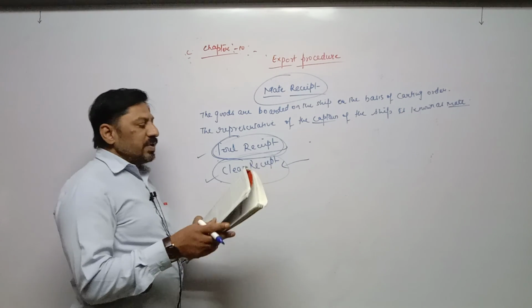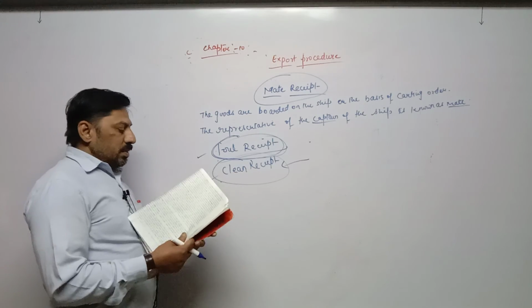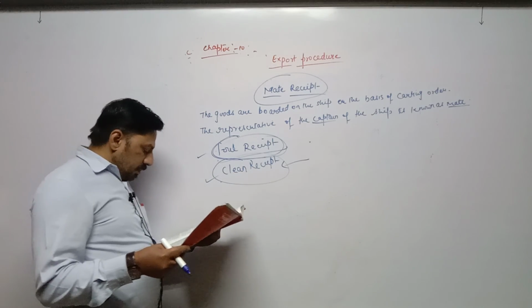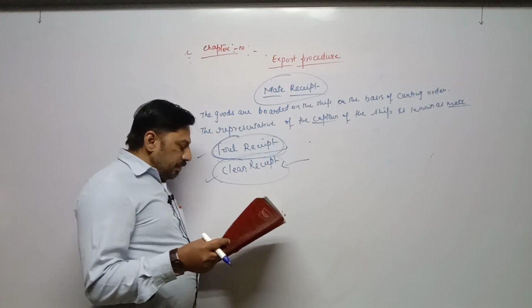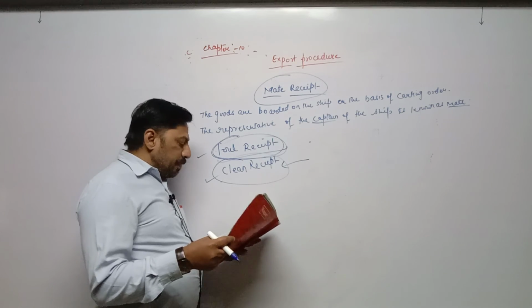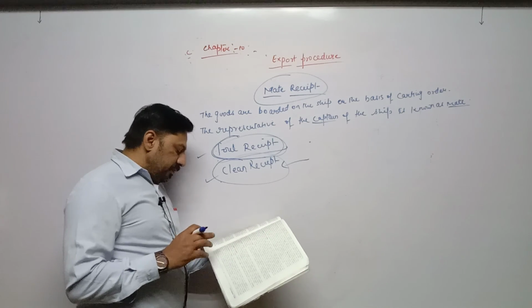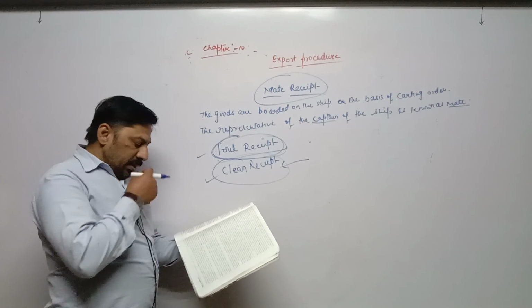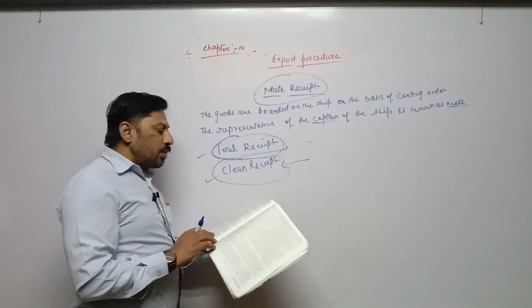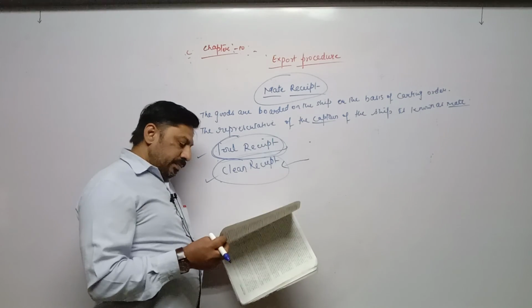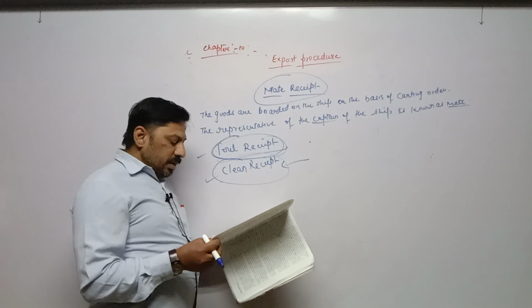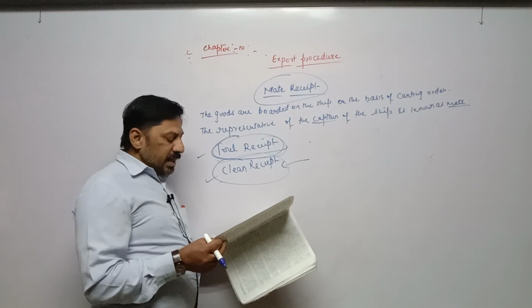So the important points are once again mate receipt, shipping. Sixth point, obtaining shipping order, meaning charter party agreement. Then the ninth point, getting insurance of the goods, cover note. And then the second point, export house. One line answer, export house.